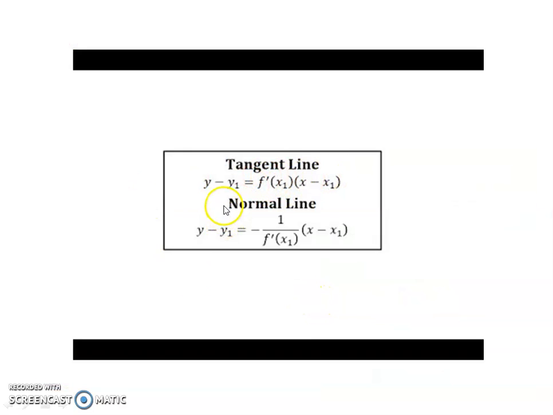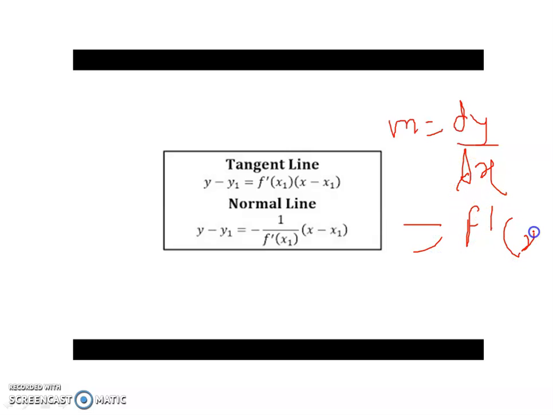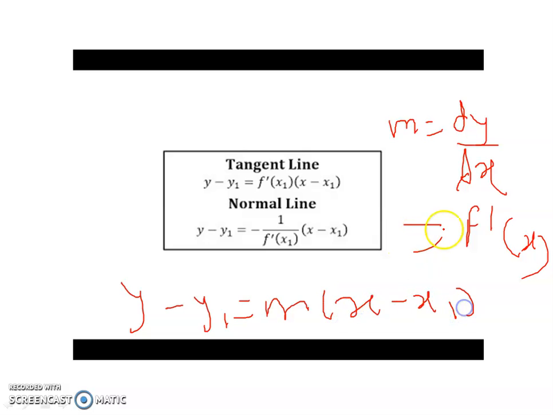The tangent line equation is y minus y1 equals f dash of x1 times x minus x1, where f dash of x represents, that is important, I highlight here, m is equal to dy by dx, that is f dash of x. So we have to write y minus y1 is equal to m in bracket x minus x1, where m is the slope which is the derivative.